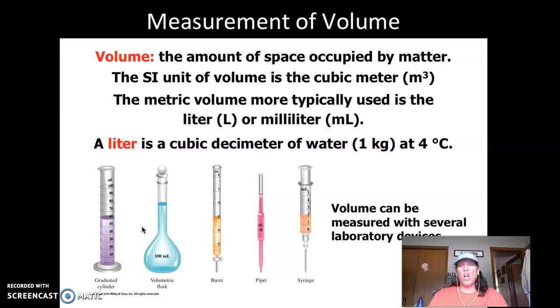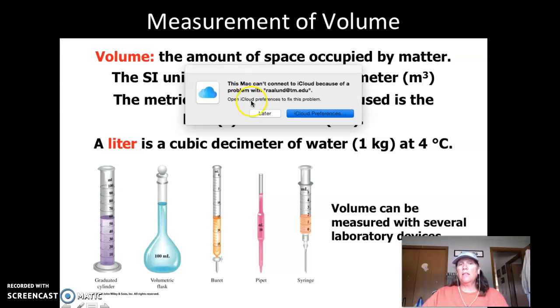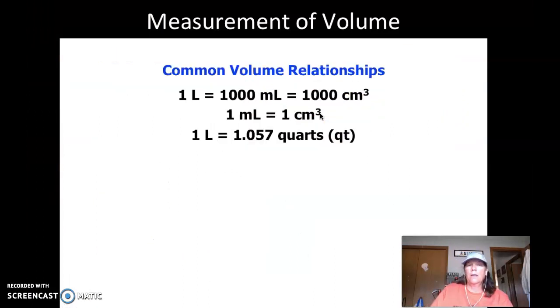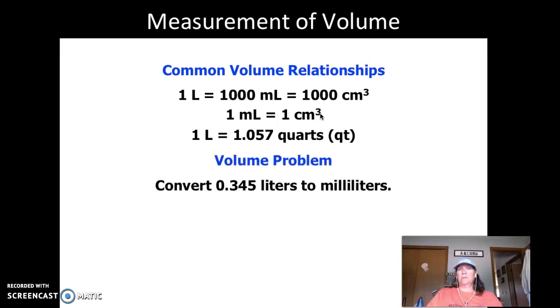If you're measuring a solid, you can't just dump that into a graduated cylinder. So if it's a regular shape, we measure the sides and we take length times width times height. That's why you see the centimeters cubed here, because you're just going to multiply those together. And we'll talk more about that in a little bit. Okay. Common relationships, again, 1 milliliter equals 1 centimeter cubed. It's really nice when you're working with water. It's easy to convert because a gram and a milliliter equal each other. So it's nice with water.